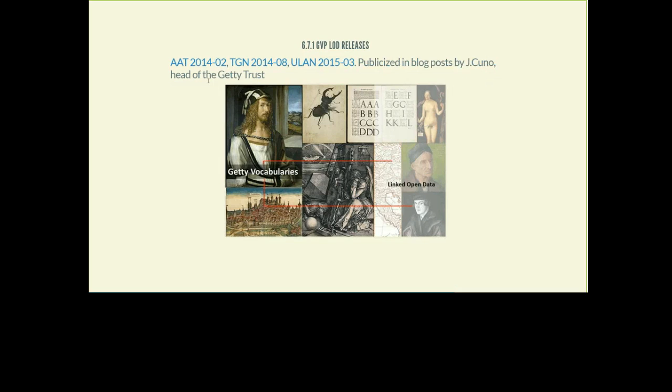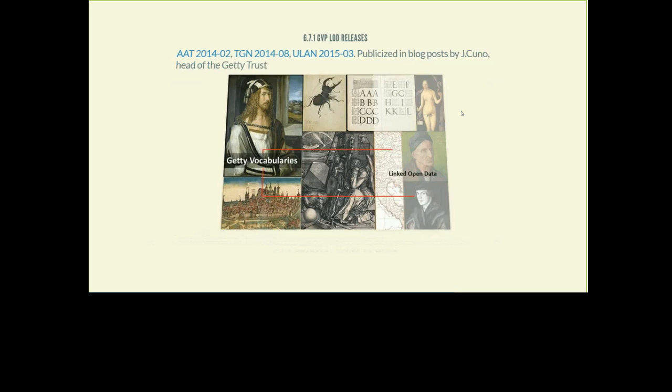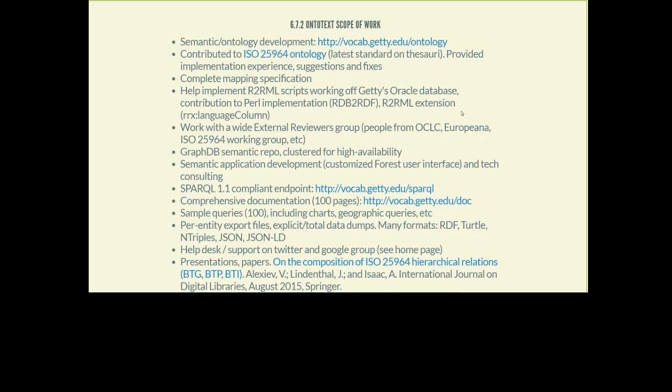We first released AAT, and then TGN, and then ULAN. We're now working on Kkona and the Getty Museum data. And these releases have been highly publicized by no less than the head of the Getty Trust in a series of blogs. They're also widely used. I have a slide or two on that later on.